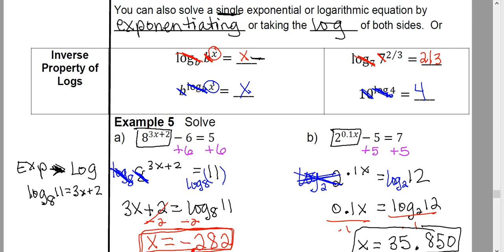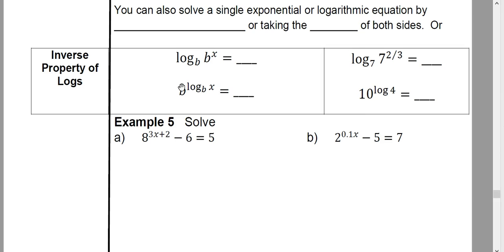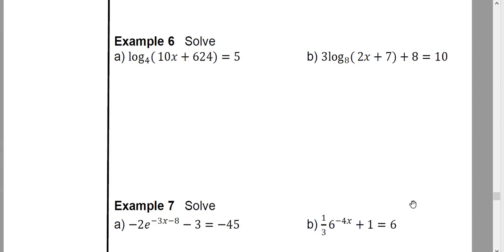Alright, so I really am going to leave it up to you as to which method you prefer. Do you prefer converting or do you prefer taking the logs? Either way, just make sure you can get to the other form. Alright, and then example 6 is using this one. So the last one, I think here, is going to be using the exponentiating both sides.